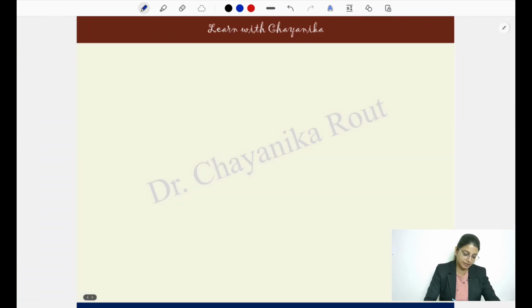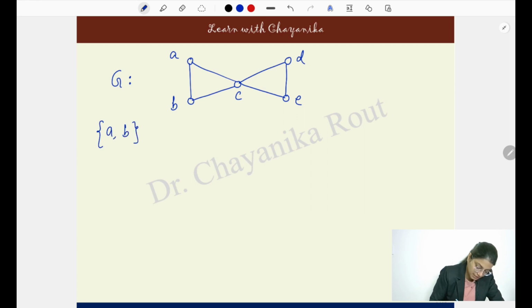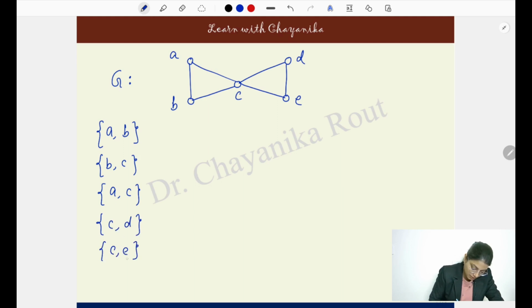Let's see another example. Take a graph G. Suppose this is our graph and we name the vertices as A, B, C, D, E. Let us list down all the cliques in this graph. So we have AB. This is a clique because A and B are adjacent to each other in the graph. We have BC, we have AC, CD, CE and DE. The size of my graph is 6 and I have 6 cliques, each of size 2.